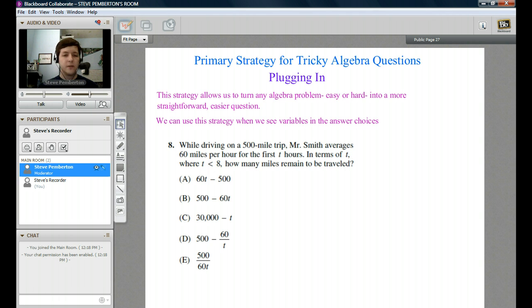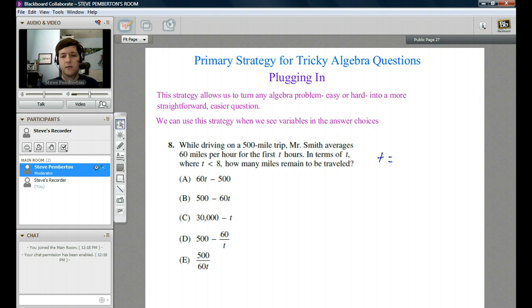What we want to do, when we see these sorts of questions, is take a step back and first treat them like stories rather than actual algebra questions. So Mr. Smith wants to go 500 miles away, and for a few hours he's going to travel 60 miles per hour. We can choose any number we'd like for t, and we should. Now, they give us a rule, though, that does restrict some of our choices. The t must be less than 8. So let's choose a t that's less than 8.